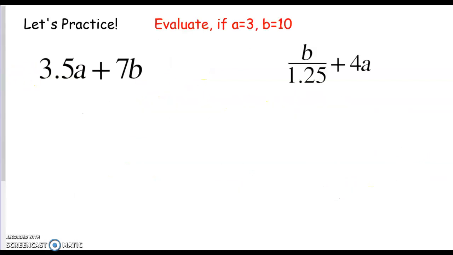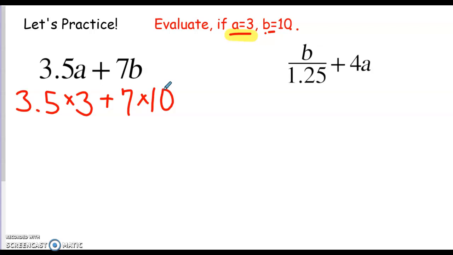All right, and we're going to try a couple of practice problems. I told you up here to evaluate if a equals 3, a equals 3, and b equals 10. Okay, so I'm going to substitute 3 for a, and I have 3.5 times a, so times 3, plus 7b means 7 times b, 7 times 10.